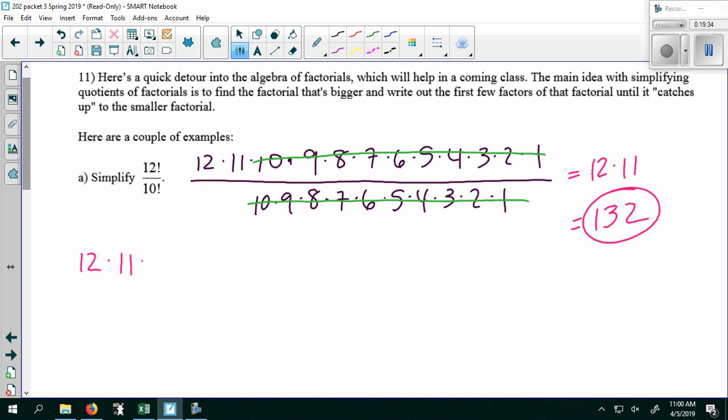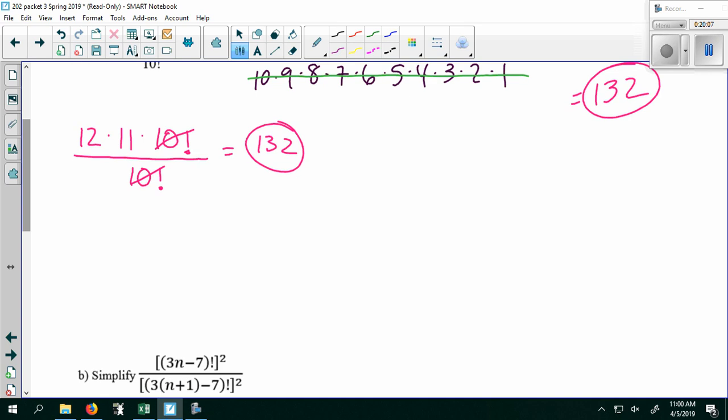Now the rest of 12 factorial is 10 times 9 times 8 times 7 all the way down to 1, which can be written as 10 factorial. Okay with that? Right. That's over 10 factorial. And then the 10 factorials cancel, and you get 12 times 11, or 132. Just saves you not having to write down every single factor.